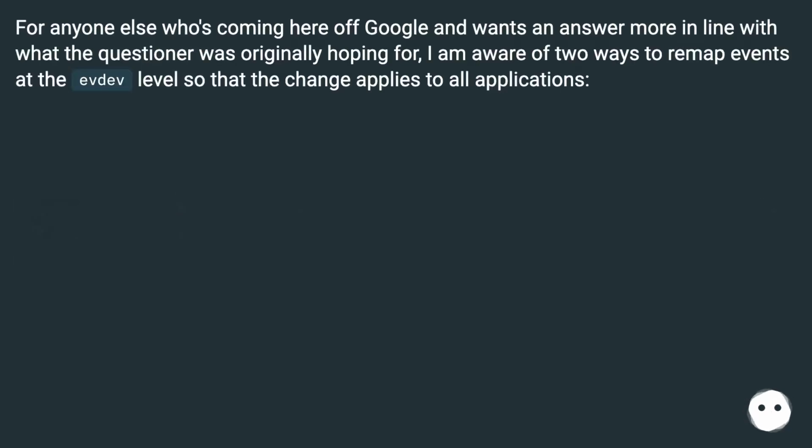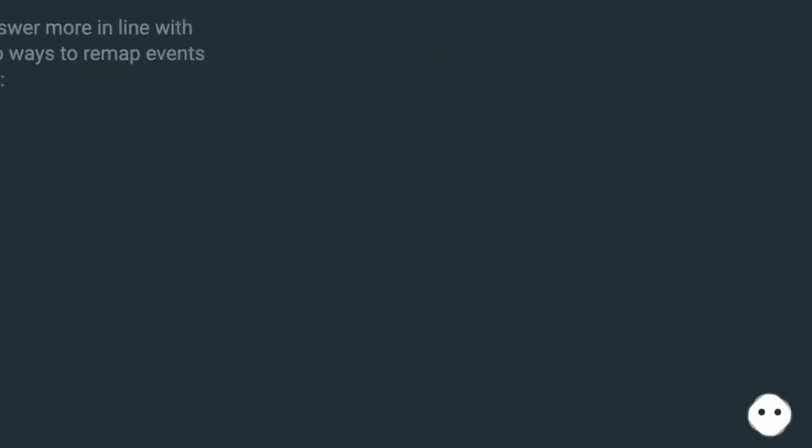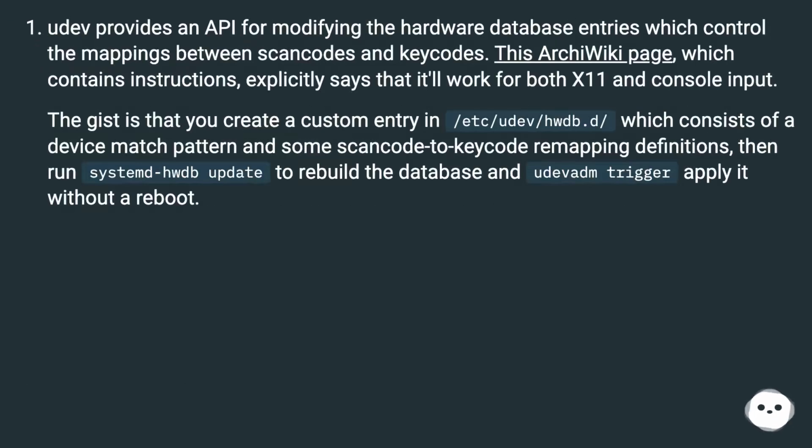For anyone else who's coming here off Google and wants an answer more in line with what the questioner was originally hoping for, I am aware of 2 ways to remap events at the evdev level so that the change applies to all applications. udev provides an API for modifying the hardware database entries which control the mappings between scan codes and key codes. This ArchWiki page, which contains instructions, explicitly says that it'll work for both X11 and console input.